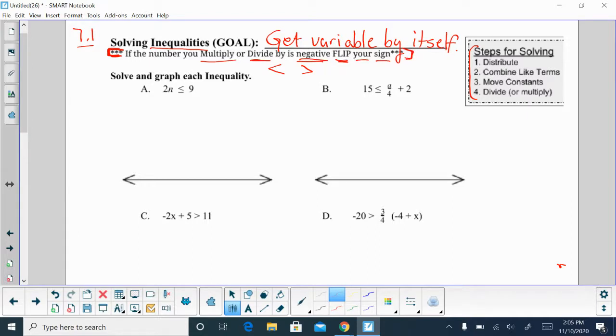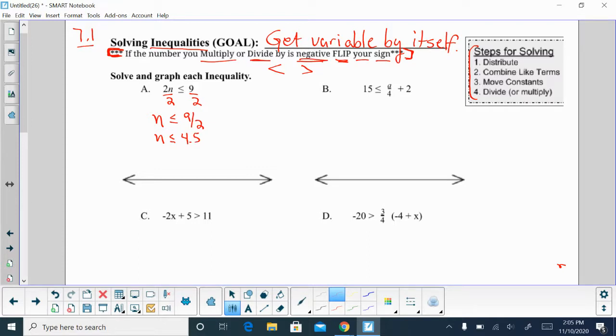So getting started here, let's look at A, solve and graph each inequality. So at the moment I'm solving for n, and I want n by itself. So in this case, instead of multiplying by 2, I need to divide, and of course I have to do that to both sides to keep things balanced. So 2 divided by 2 is simply a 1. 1n is less than or equal to 9 halves, 9 over 2. Now, in this case, you might want a little practice or maybe a calculator. 9 divided by 2, n is less than or equal to 4.5.